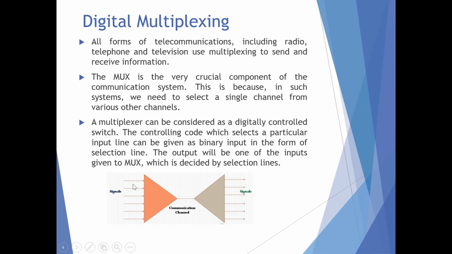So this is what we can see: multiplexing and demultiplexing. Multiplexing is done at the transmission side, then the multiplexed signal will be given to the channel, and then at the receiver side demultiplexing will be done. That is, one input and many outputs are there, and then the original signal will be received.